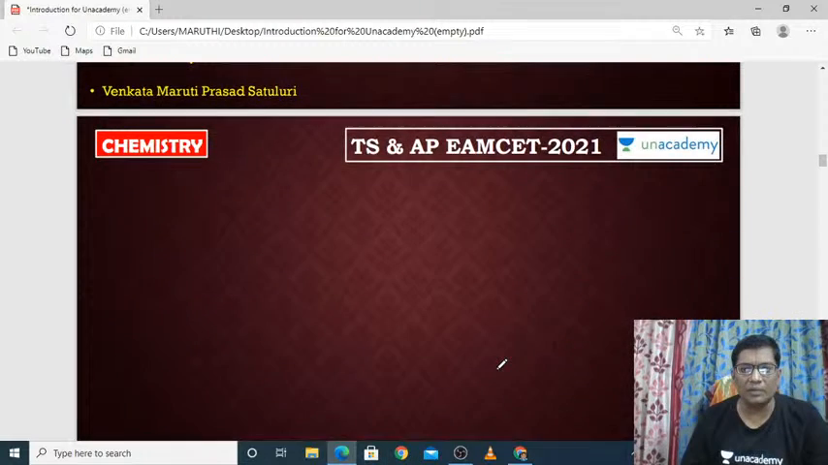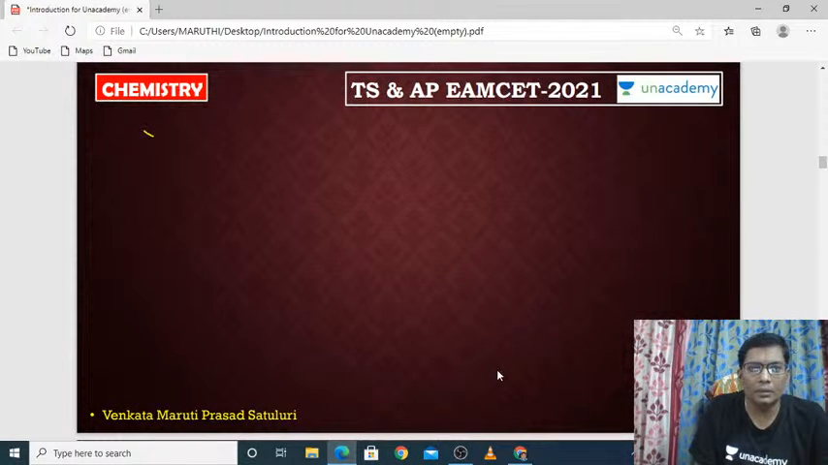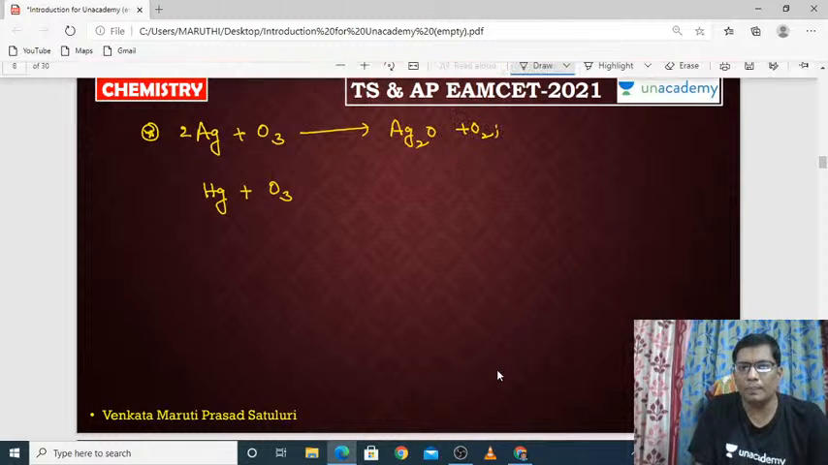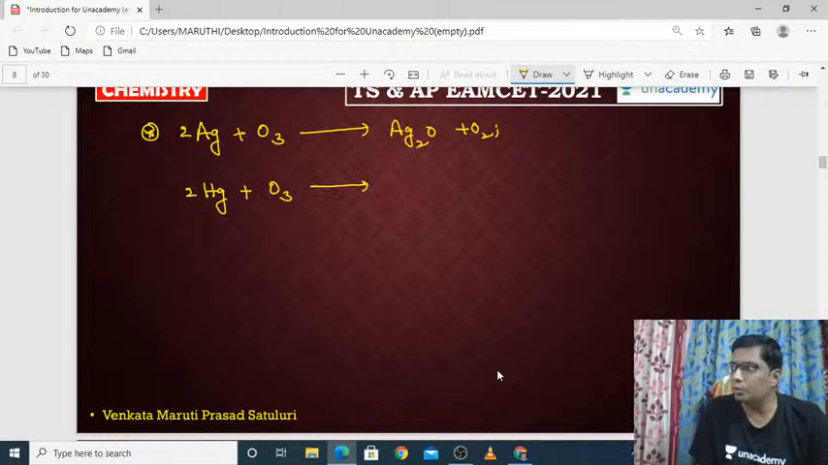And coming to the next one, you can react the ozone with silver or mercury. Silver or mercury, very important reactions it has. These two are metals. Once the silver reacts with the ozone, it will produce Ag2O plus oxygen, of course. In the same way, 2Hg plus O3 gives rise to Hg2O plus O2 again.